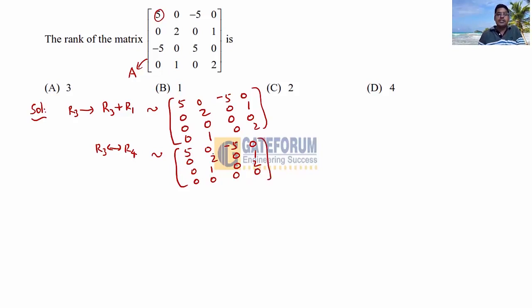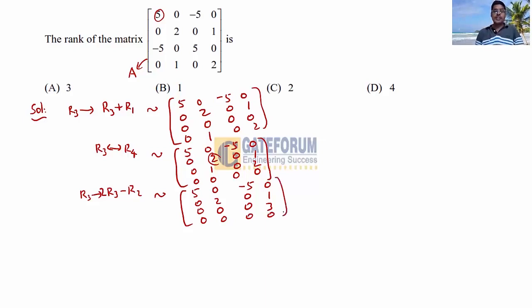So this is the first non-zero element. The second row, make its down element 0. That is, we should make R3 element 0 with help of R2 by using row operation. R3 changes to 2 times R3 minus R2, equivalent to another 4 by 4 matrix for which R1, R2, R4 remain the same: 5 0 minus 5 0, 0 2 0 1. Now 2 into 0 minus 0, that is 0. 2 into 1 minus 2 is 0. 2 into 0 minus 0 is 0. 2 into 2 minus 1, 4 minus 1 is 3. Now this is the 4th row, zeros.